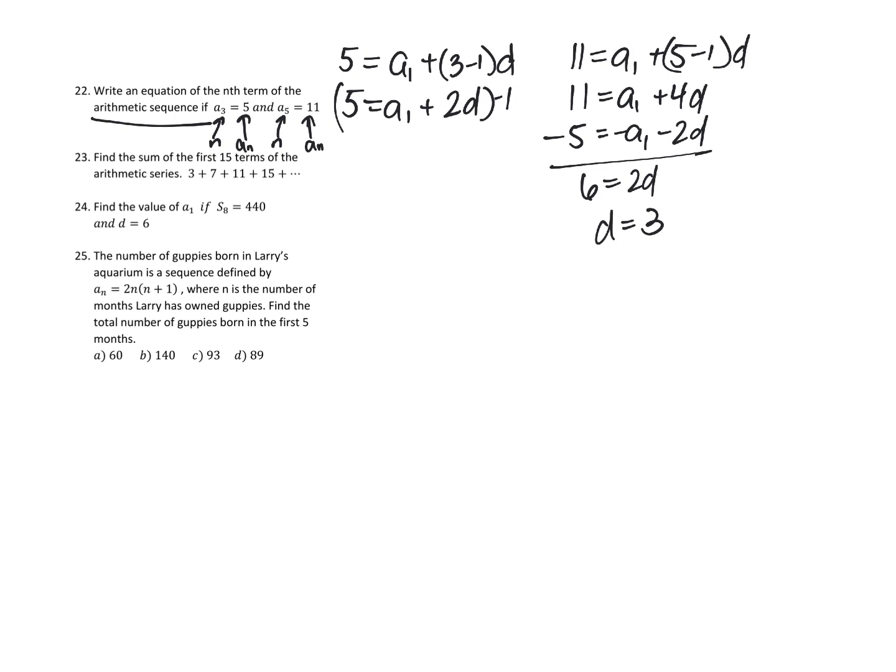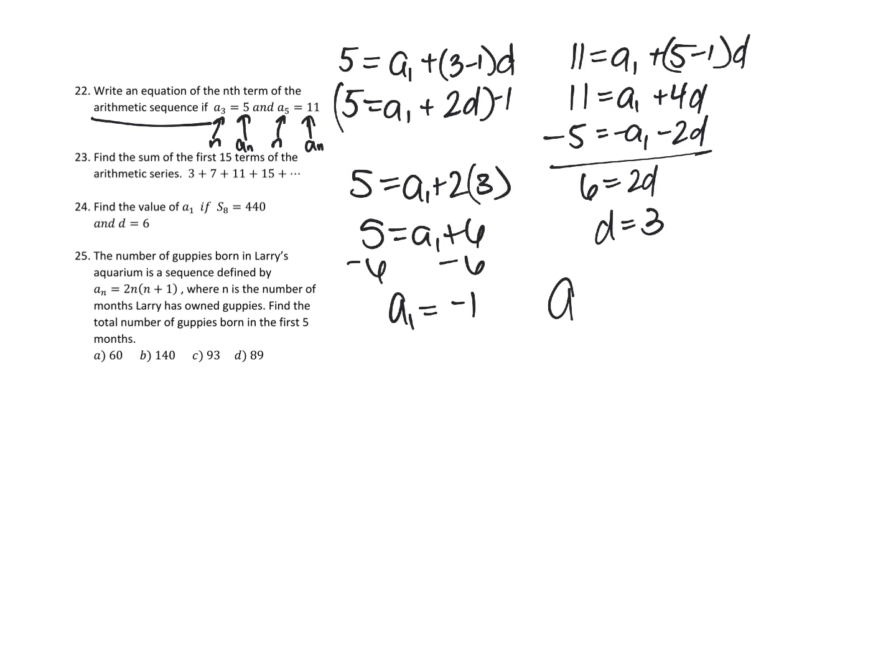Now that I know d, I can plug it back in to find a1. 5 equals a1 plus 2 times 3. 5 equals a1 plus 6. Minus 6, and a1 equals negative 1. So my equation is an equals negative 1 plus n minus 1 times 3. Negative 1 plus 3n minus 3 is 3n minus 4 is my an.